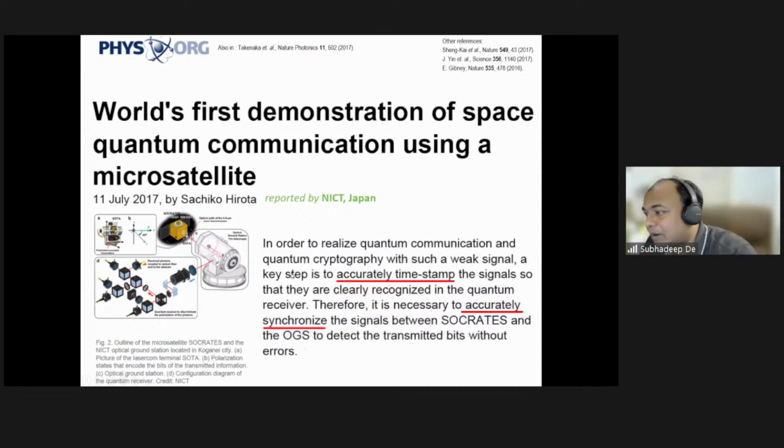There is another paragraph in the same paper. In order to realize quantum communication and quantum cryptography with such a weak signal, a key step is to accurately timestamp the signals so that they are clearly recognized in the quantum receiver. Therefore, it is necessary to accurately synchronize the signals between two locations, that is Socrates and the OGS ground station, to detect the transmitted bits without error.